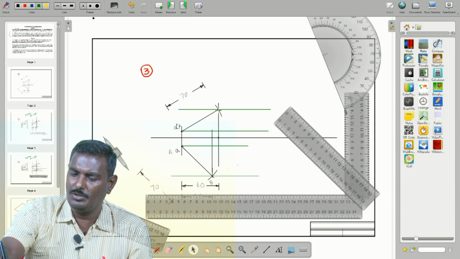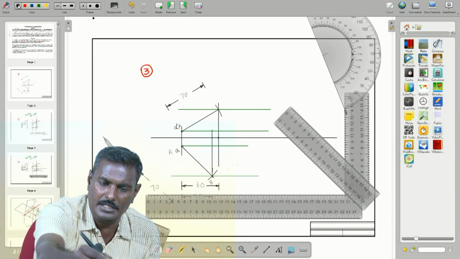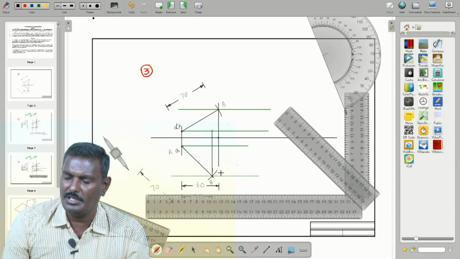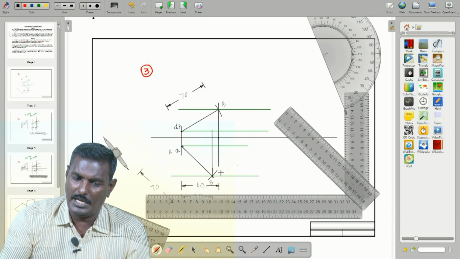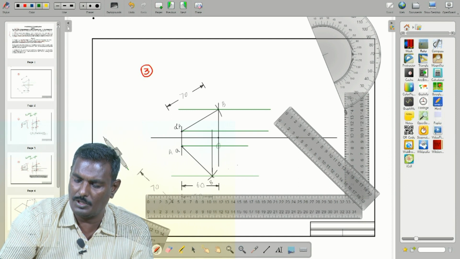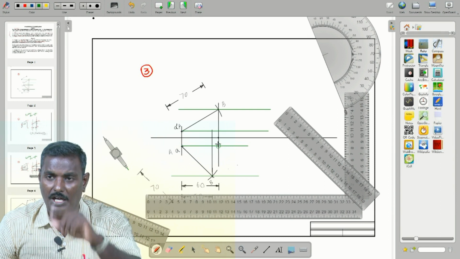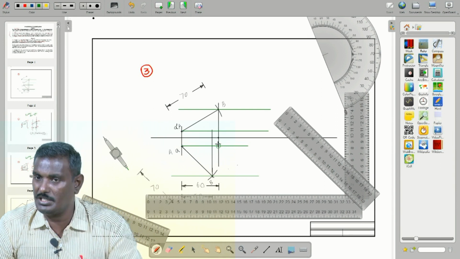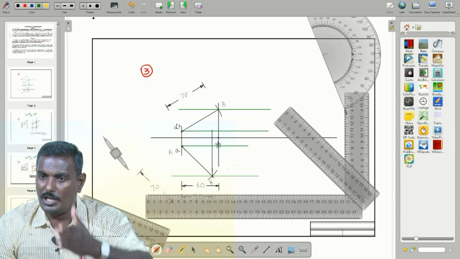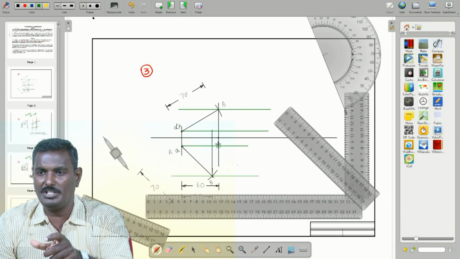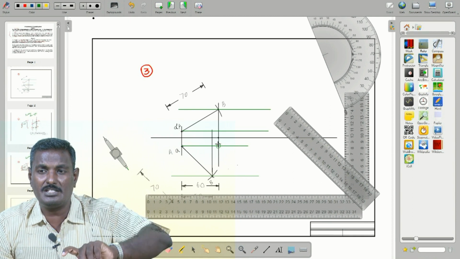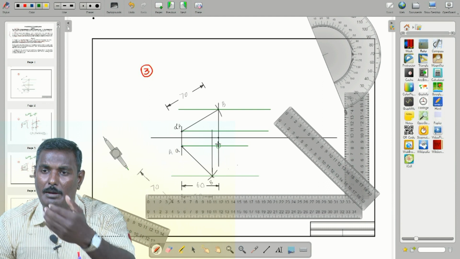I just change the color and mark it here, it is capital B. So it is extended. Up to this particular point you have to draw a projector from the elevation, because the point A is constant. Up to that line you have to draw a projector, measure that distance and, with small a as center and that distance as radius, make an arc to intersect the locus line from capital B of the plan view.